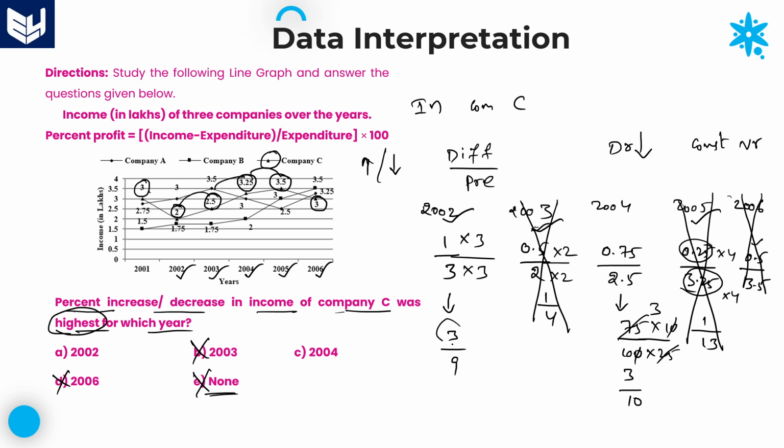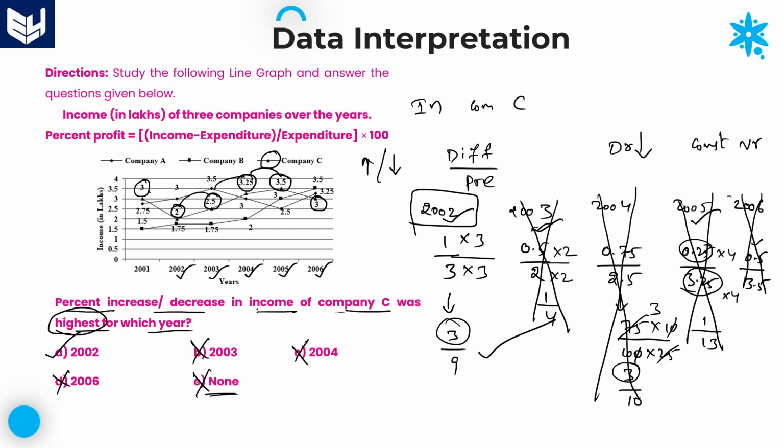Now both numerator values are equal in 2002 and 2004. Compare the denominators. Here the denominator is less for 2002. Therefore 2002 is the highest value. Eliminate 2004 also. Finally you will be left with only one option, that is 2002. The percentage increment or decrement value for company C is the highest in 2002. Option A is the right answer for this question.